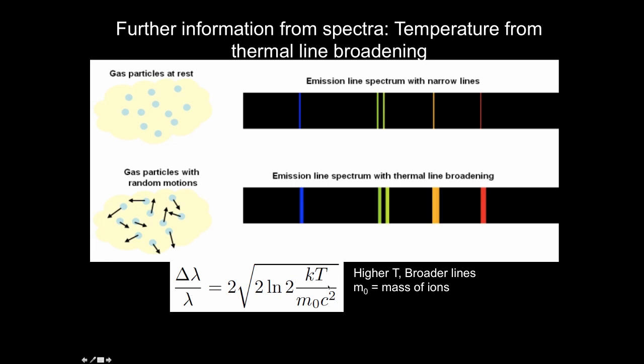Because if the temperature is higher, then the kinetic energy is higher, and then the speed of the molecules on average is higher, and the redshift and blue shifts will be greater. So if we can measure the broadening, if we can measure the so-called thermal line broadening, then we can measure the temperature of the gas. This is a way to get an independent measurement of the temperature of the surface of stars.